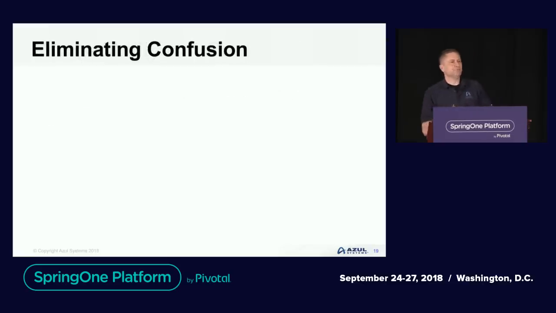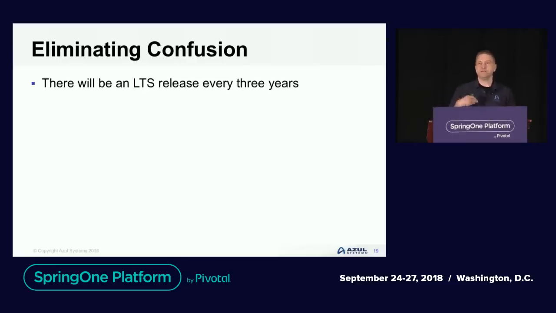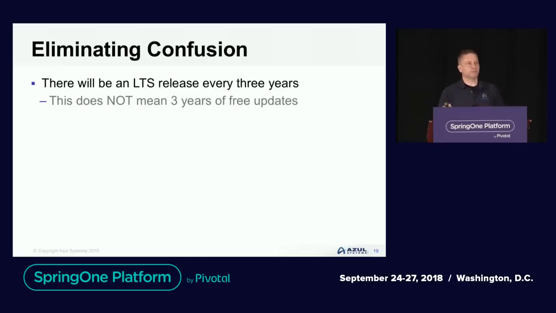Now let's eliminate some confusion, because I've spoken to a lot of people about this, and they've heard what Oracle have said about the changes they're making, but they haven't always understood exactly what the impact of that is and what the reality of that is. So, Oracle have said there will be a long-term support release every 3 years. That does not mean that there will be 3 years of free public updates. So long-term support release doesn't mean long-term support in terms of free public updates.